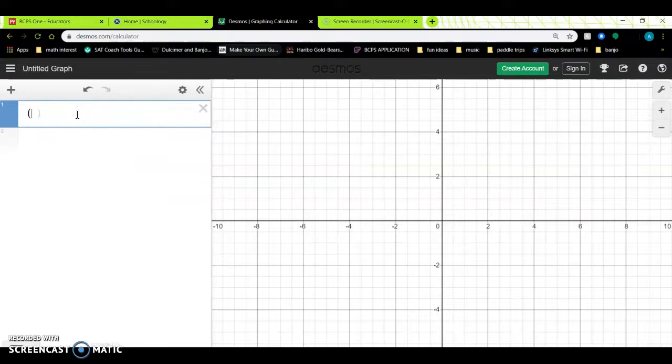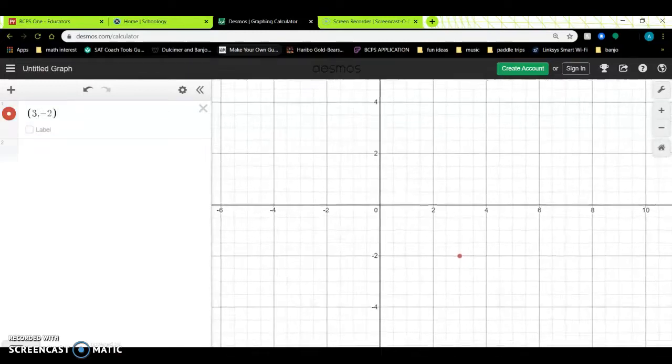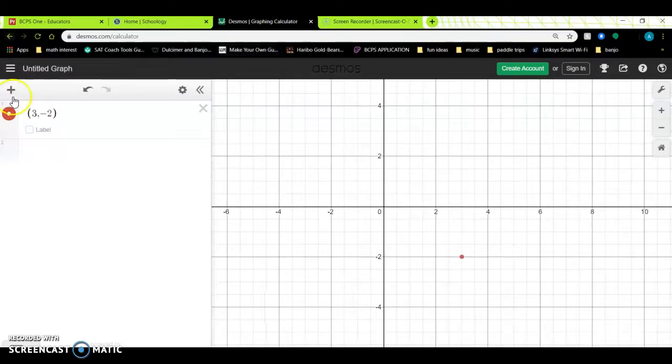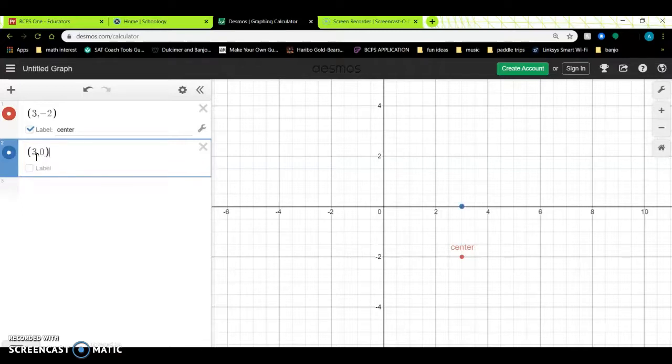First I'm going to plot our center. Our center is 3, -2. Notice here's our coordinate. I can label this C for center, or you can even just type in center if you would like. The second coordinate we're going to have is our other coordinate, 3, 0. This we can label as point on the circle.